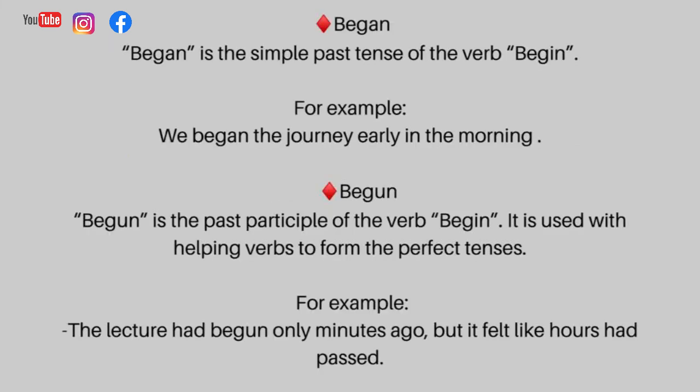Began, written with an A, and begun, written with a U. Began, written with an A, is the simple past tense of the verb begin. For example, we began the journey early in the morning. Begun, written with a U, is the past participle of the verb begin. It is used with helping verbs to form the perfect tenses. For example, the lecture had begun only minutes ago, but it felt like hours had passed.